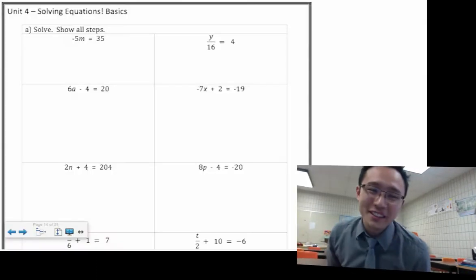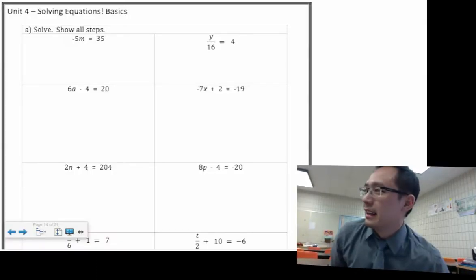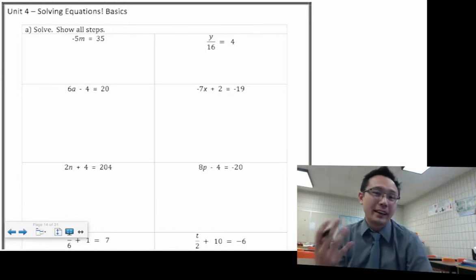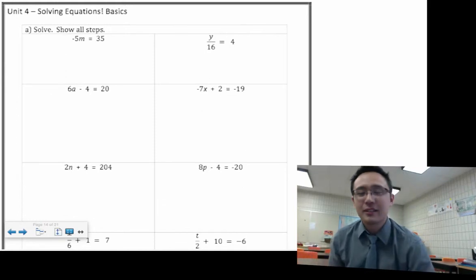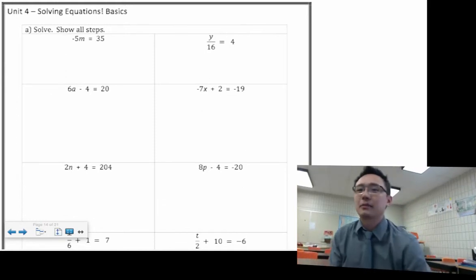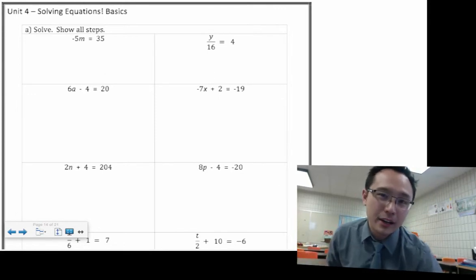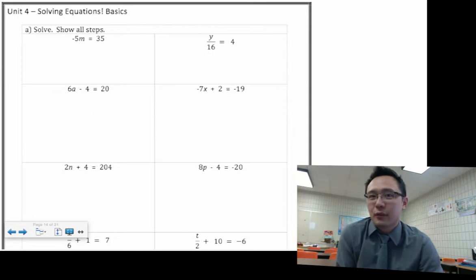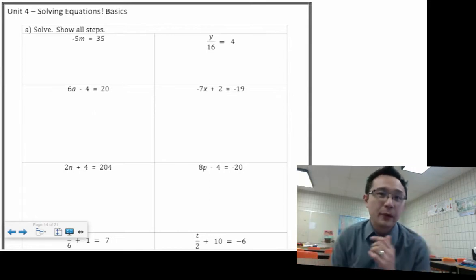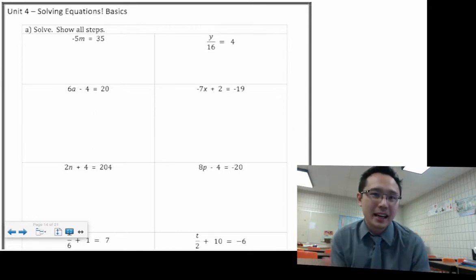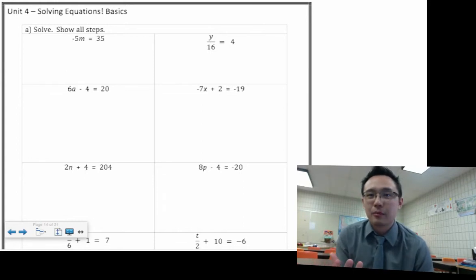Unit 4 is going to be solving equations for a big chunk of your unit again, because solving equations is not just going to be found in math class, it's going to be found in all of your other science classes. So it's really important for you guys to understand how you solve equations. Don't get overwhelmed by the complexity of this. It's actually not as bad as you think it is.